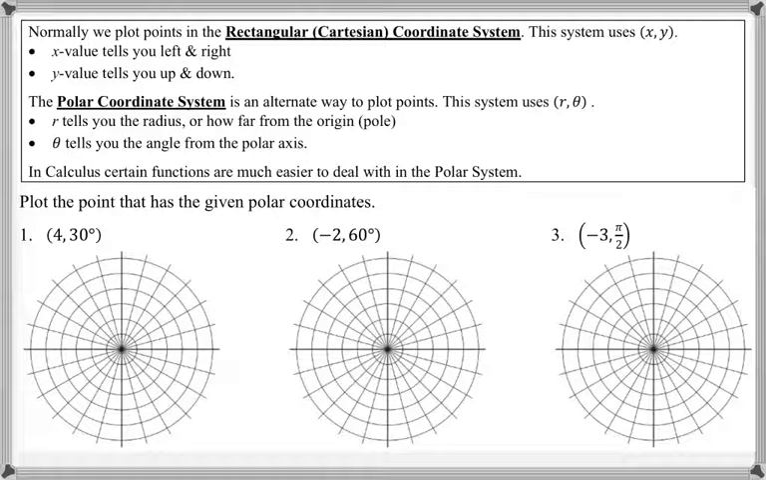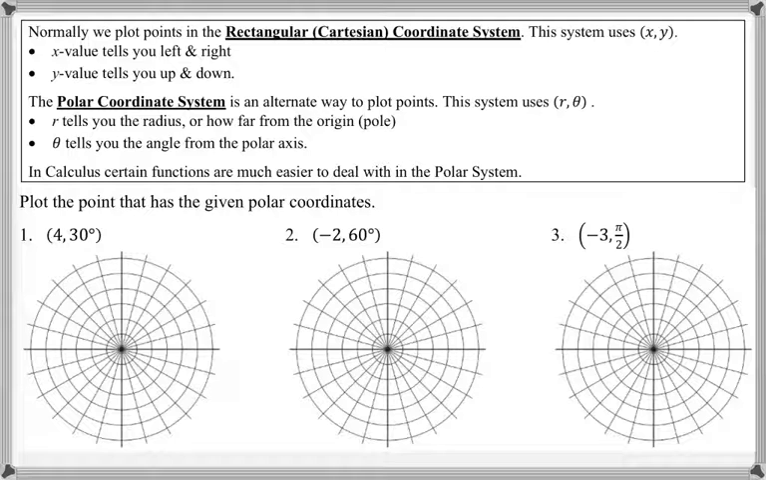Section 8.3 is on polar coordinates. Now normally we plot points in the rectangular, or sometimes it's called the Cartesian coordinate system. This is just our traditional x and y. So x tells you how far left or how far right to go, and y tells you how far up or how far down you go, and then you plot your point.